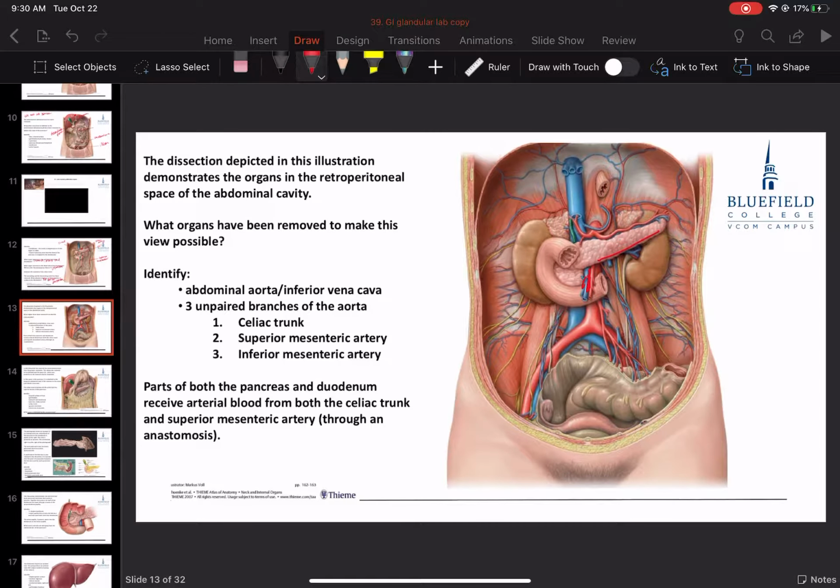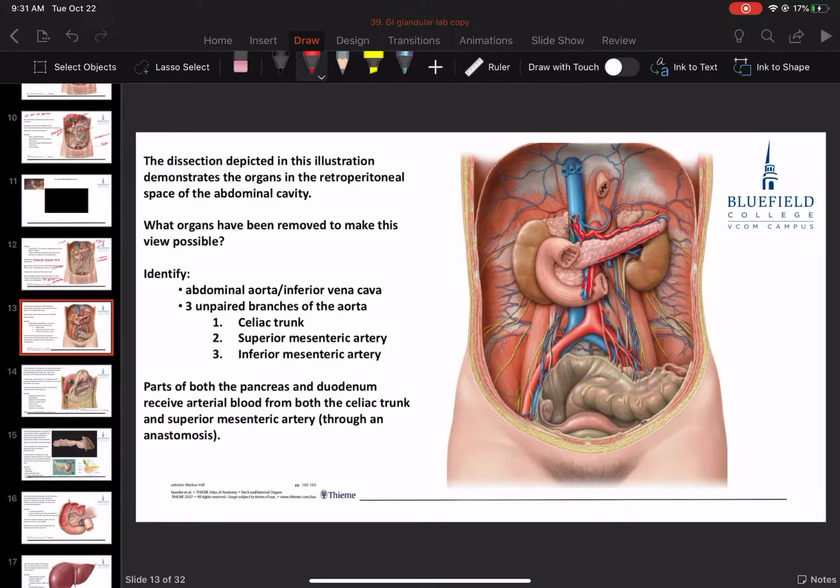So the celiac trunk has the splenic artery, the common hepatic artery. Here's the gastroduodenal artery. It's transected here. It's very short, but that's where we would change the name from common hepatic artery to proper hepatic artery. And then it divides into a right and left branch. That would be the right and left hepatic artery. Those are the vessels that enter the porta hepatis of the liver.